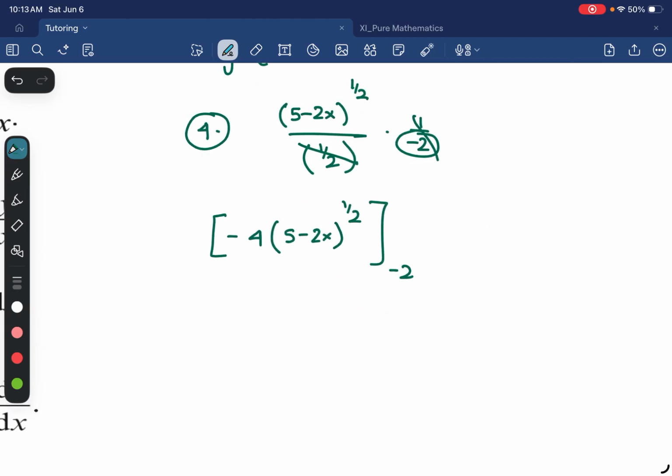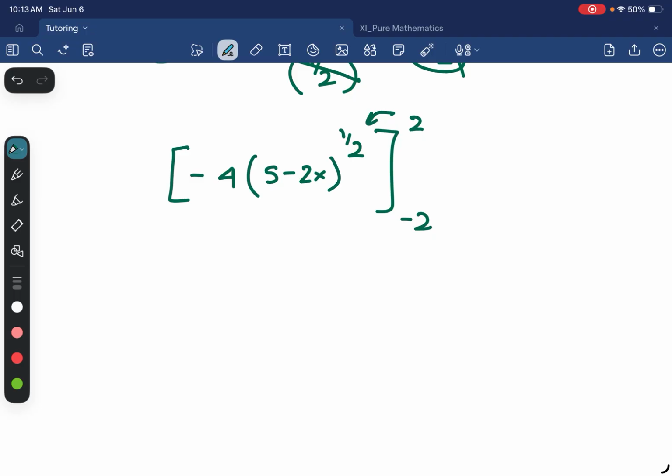So lower bound is -2, upper bound is 2. Substitute 2 in first. -4, 5 minus 2 times 2 is 4, right? So 1, square root of 1. That is just going to be 1. So you just have -4 left.